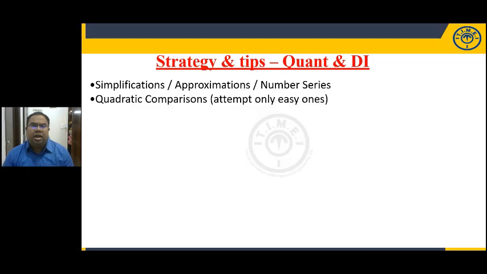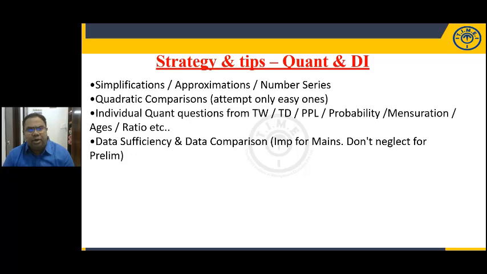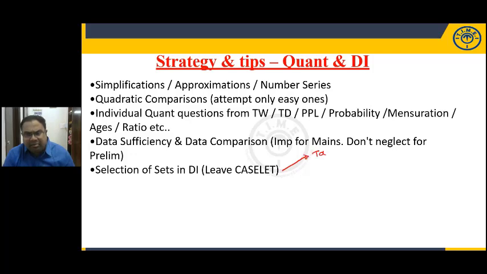These days you are getting surds-based quadratic comparison, like root 7x. So identify easy questions where you can find the roots, then attempt those questions. Then individual quant questions: we'll attempt time and work, time, speed and distance, profit and loss, probability, etc. Then do your data sufficiency and data comparison. Finally, do your data interpretation. Now, when I'm talking about data interpretation, I've written something here: leave caselet. Here, data may be represented in tabular form. Data can be represented in the form of a bar graph.